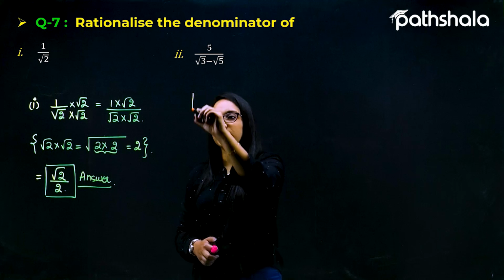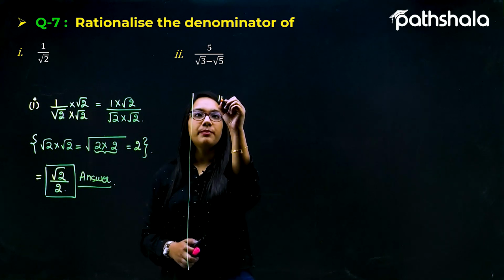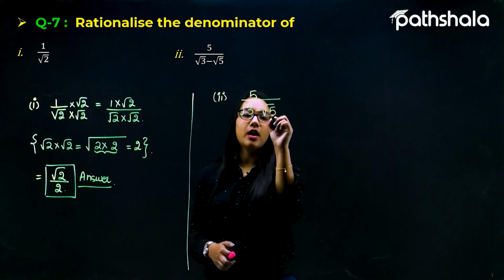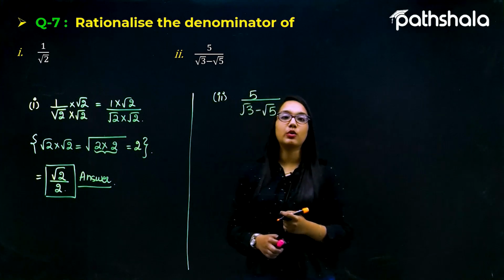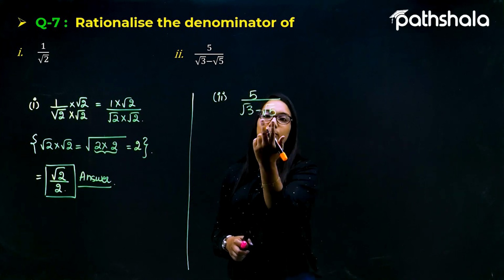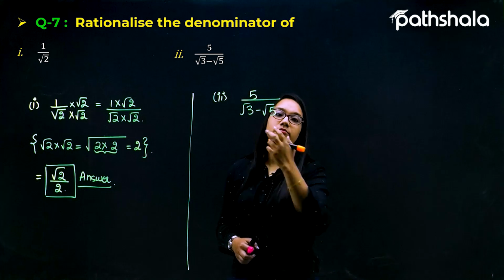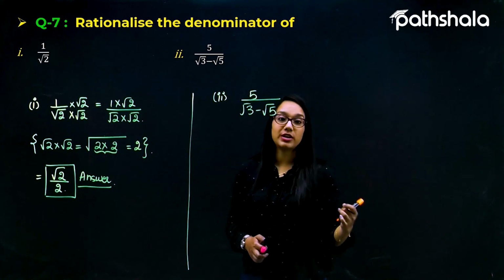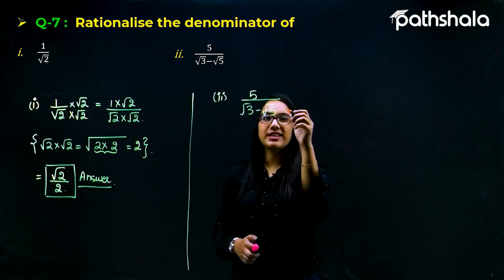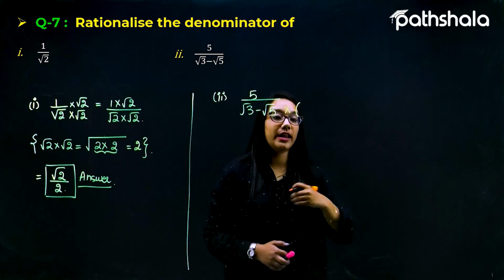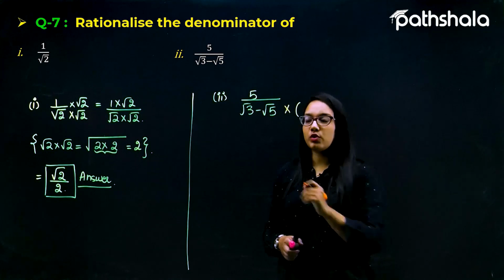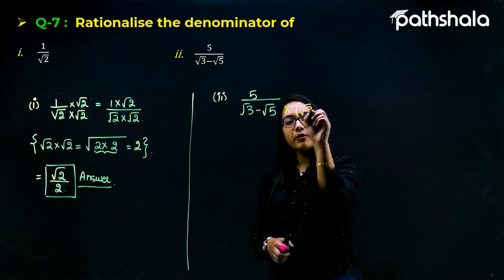Now let us talk about the second part, which is 5 by square root 3 minus square root 5. We have to rationalize the denominator of this number, as we can see that there are irrational numbers lying in the denominator. So we have to multiply by an irrational number having the opposite sign to it. We have to multiply by a number which has a different sign in between the two irrational numbers. If they have a negative sign, we take a number which has a positive sign in between.